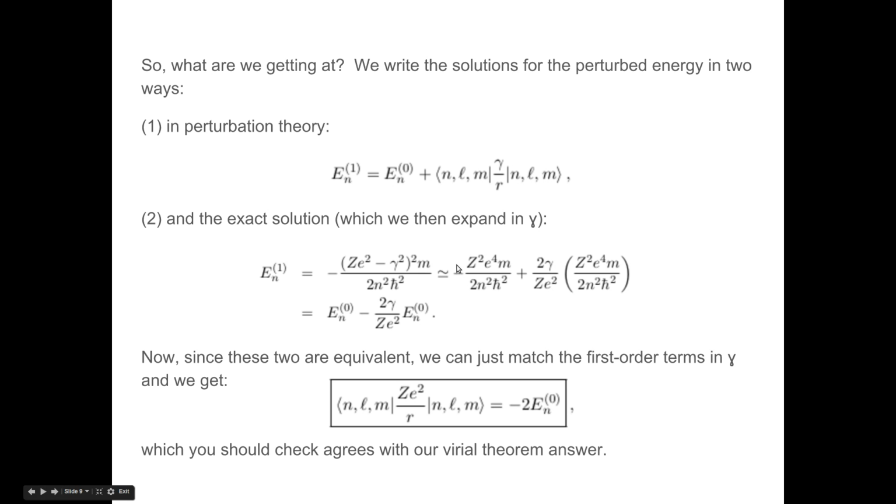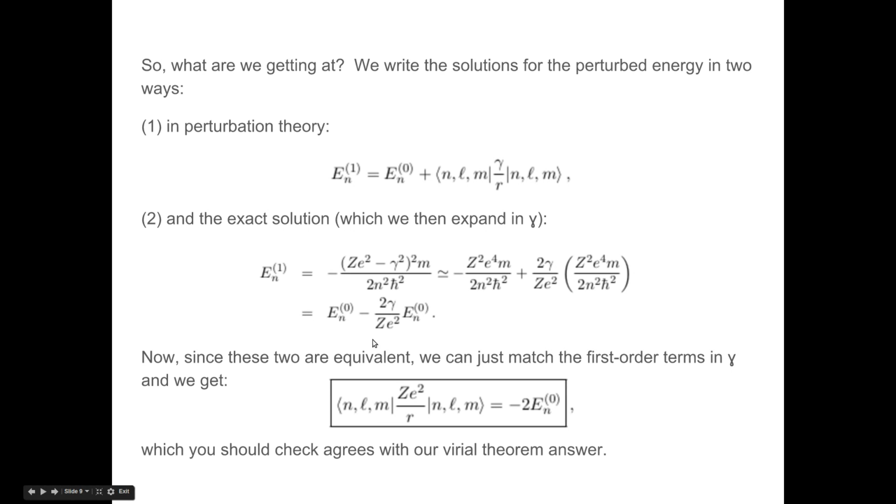So I expand it out, I get the normal 0th order term, and then I get a first order term in gamma, right? And it looks like this. But these two ways are equivalent. They should be equivalent to first order. And so what we can do is take these two expressions, compare them, and match the first order terms in this small coupling gamma, right?